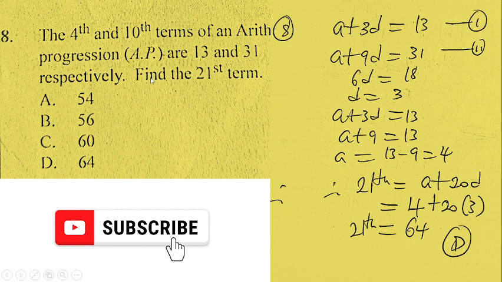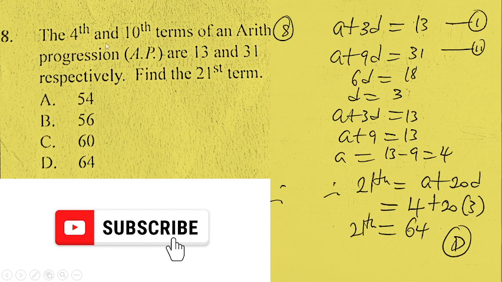Now, question number 8 is the next question we are going to solve. And that question is from sequence and series, arithmetic progression. And the question says that the fourth term and the 10th term of an arithmetic progression AP are 13 and 31. So the question we need to ask ourselves is that what is the fourth term of an arithmetic progression?